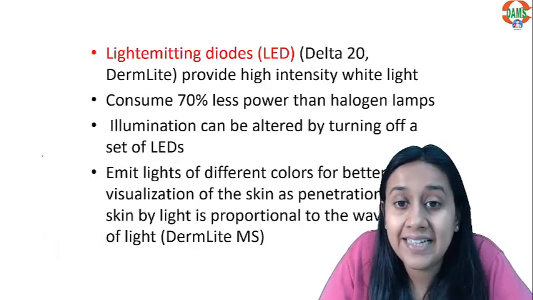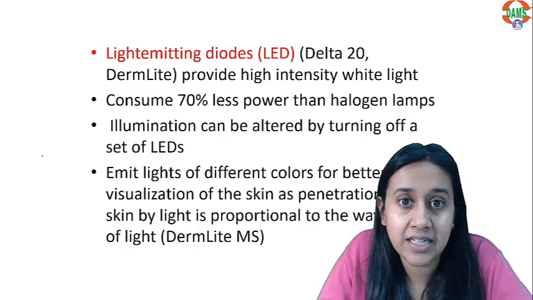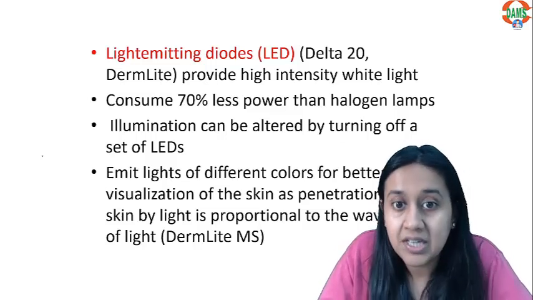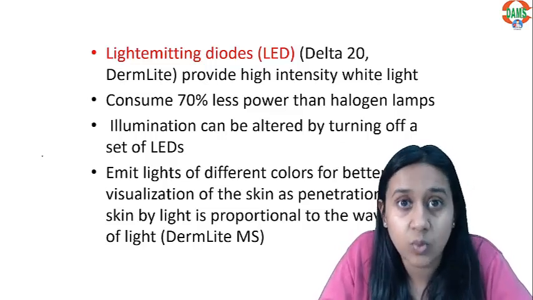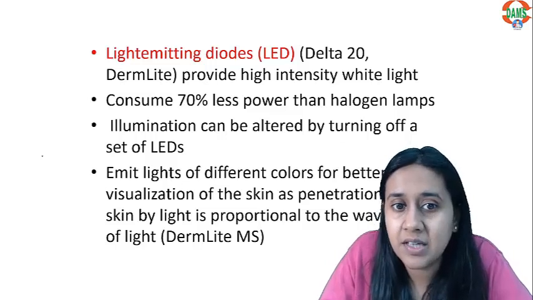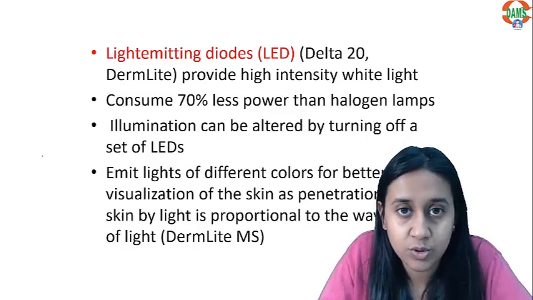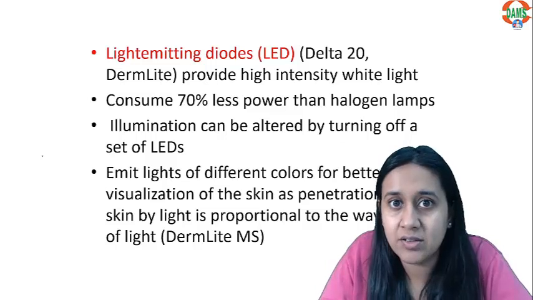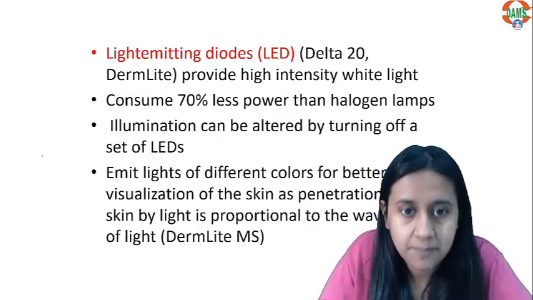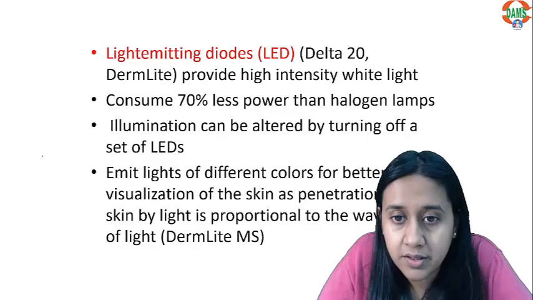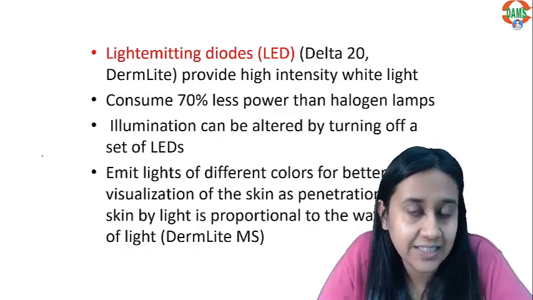Nowadays we are using LED, as in the Delta 20 or DermLite dermascope. They use LED. It provides a very high intensity white light. It consumes 70% less power compared to that of a halogen bulb, and because it is LED, that yellowish effect is also not seen. Illumination can be altered by turning off a set of LEDs.